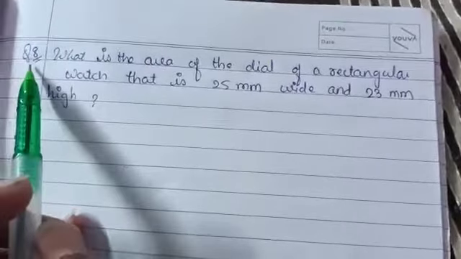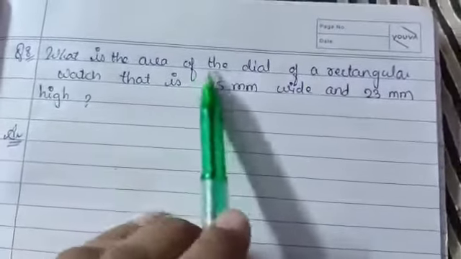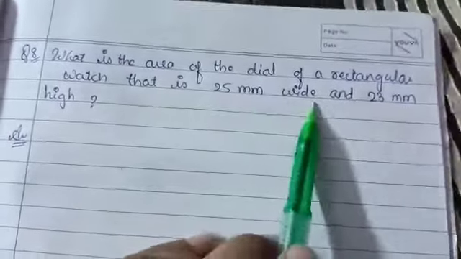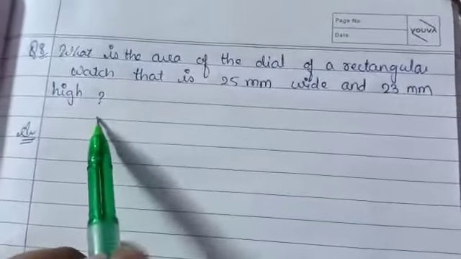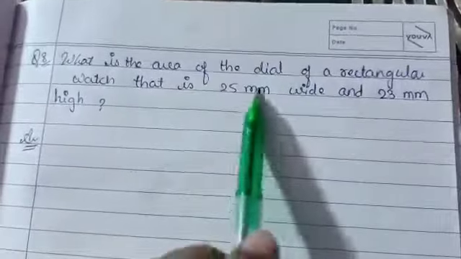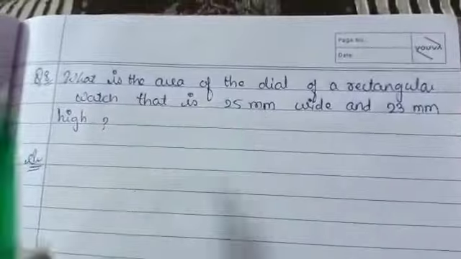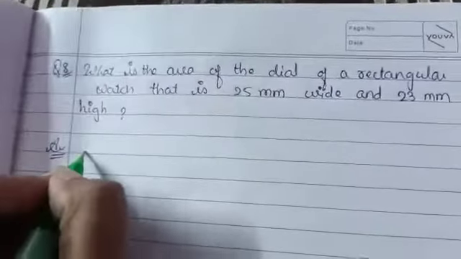Today we will start question number 8. What is the area of the dial of a rectangular watch that is 25 mm wide and 23 mm high? Okay. So here height and width both are given. Wide and high means length and breadth are given. So first of all we have to find out the area.